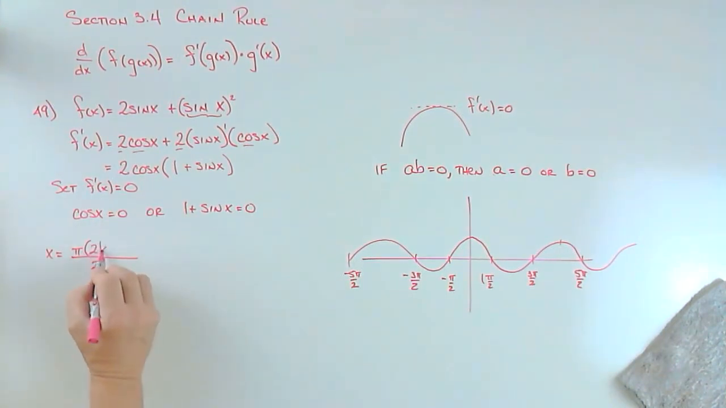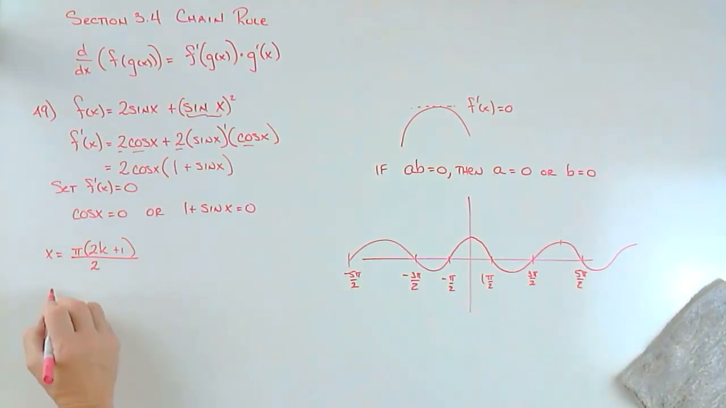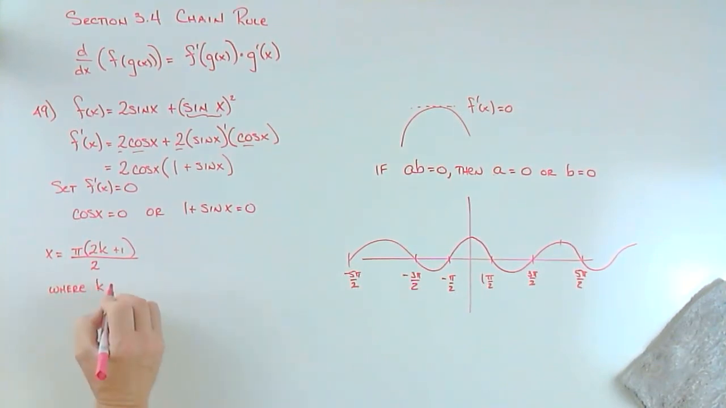The way in math we write odd numbers is we write 2k plus 1. 2 times a number is even. That's why we put the coefficient of 2 here. When I add 1, it's automatically going to be odd. Even numbers plus 1 turn out to be odd numbers. And then we say where k is an integer. And that's all the odd multiples of pi over 2.